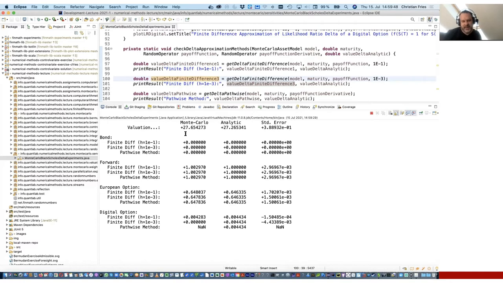Okay, so you see that we have here the Monte Carlo approximation, the analytic value, and I also print here the standard error, so the Monte Carlo error. You see that the pathwise method gives you very good results. Actually, it gives you the same as the finite difference method, except if the finite difference method is using a large shift size, because then the finite difference method will cross this kink, which will lead to, well, higher order terms.